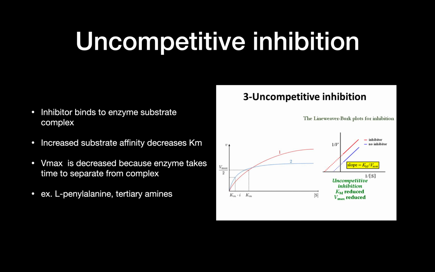So uncompetitive inhibition is when the inhibitor binds to the enzyme-substrate complex, so to both of them, and it will increase the substrate affinity and decrease the Km. The Vmax is going to be decreased because the enzyme takes a while to separate from the complex. These are the examples. This should be L-phenylalanine, and then the tertiary amines.